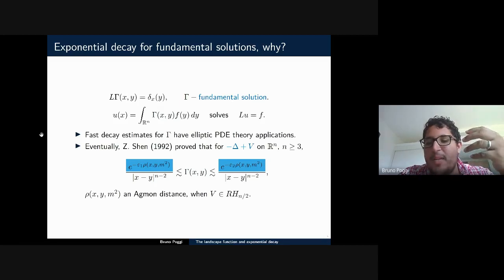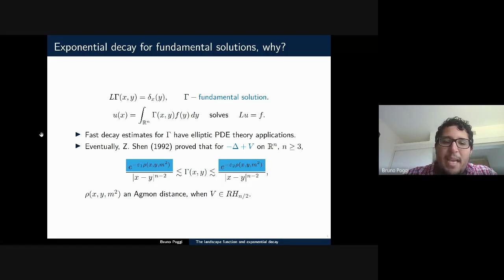the similar exponential decay estimates in 3 dimensions or higher, under the condition that V is in a reverse Holder class. And what we have here, we call a sharp exponential decay bound on the fundamental solution. We call it sharp because you have this control both on the upper bound and on the lower bound by essentially the same function, right?